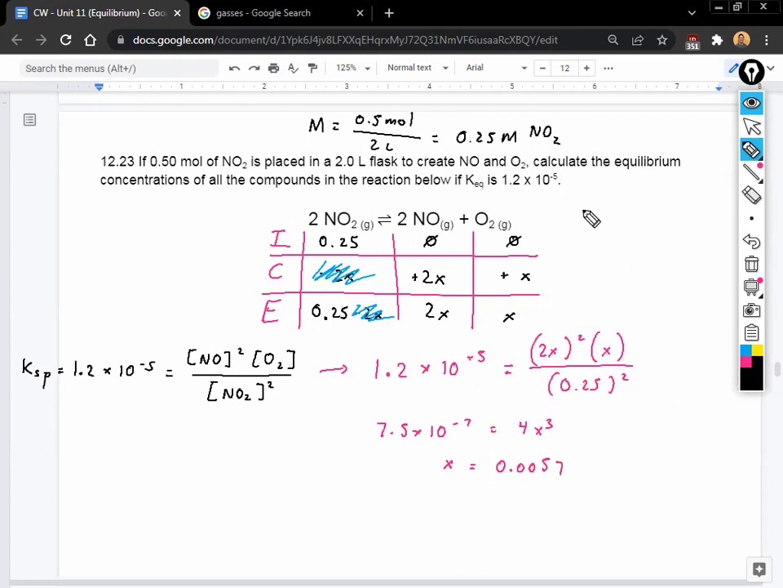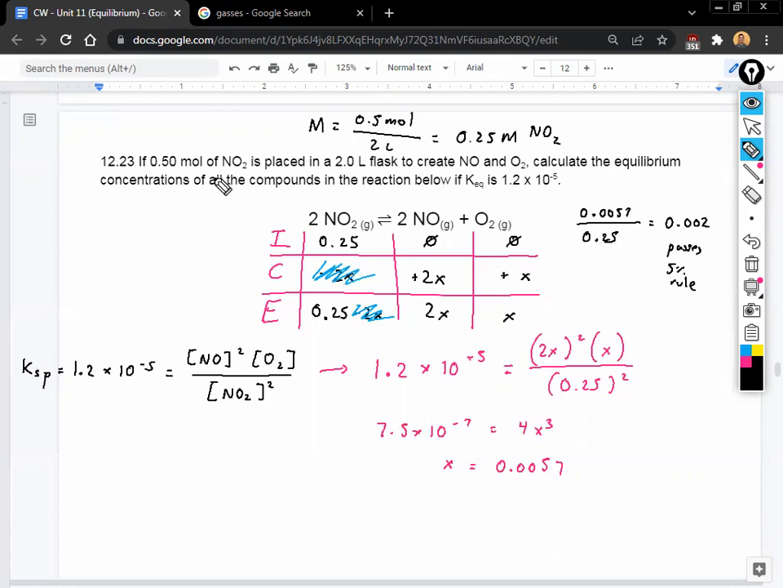Okay, and then from here, we can test the 5% rule. So I'm going to put 0.0057 divided by 0.25, the reactant concentration. That should give you a value of 0.002. And this is going to pass the 5% rule. So basically, I just made sure that it passed the 5% rule. Here, we can just say this is x. We don't need to do the quadratic because x is so small, it's less than the 5% margin of error. Okay, and then we're done.